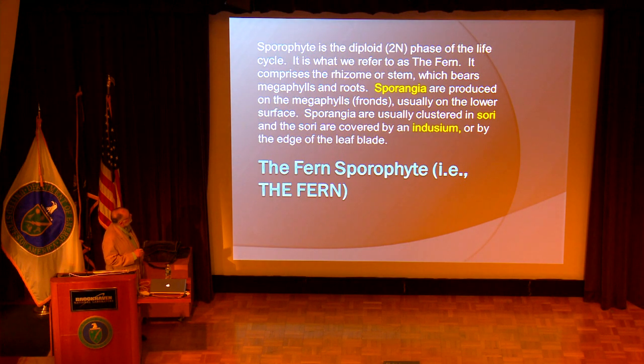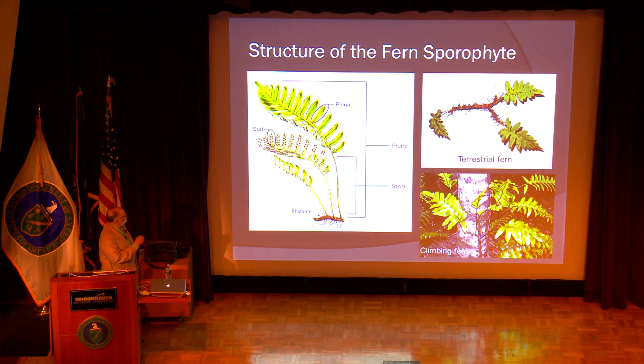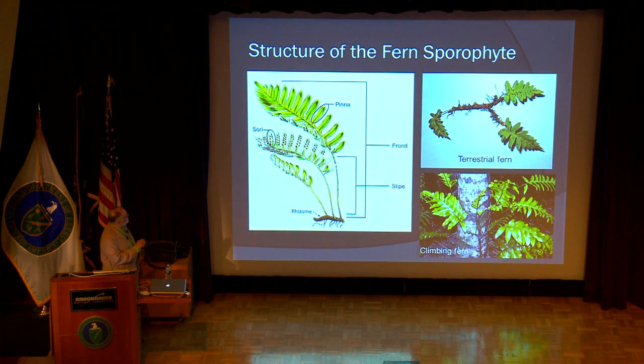Sporangia are produced on the megaphylls, usually on the lower surface. Sporangia are usually clustered in sori. The sori are covered by an indusium or by the edge of a leaf blade. Okay, and there's the rhizome down here. Let's get that right. The frond or megaphyll, the pinnae, subdivisions of the frond, sori on the undersurface. Okay, a terrestrial fern, rhizome on or below the ground usually, and there are climbing ferns which have the rhizome climbing up the trees.